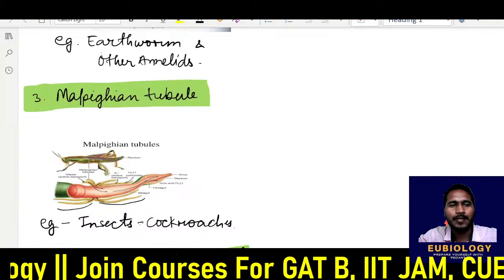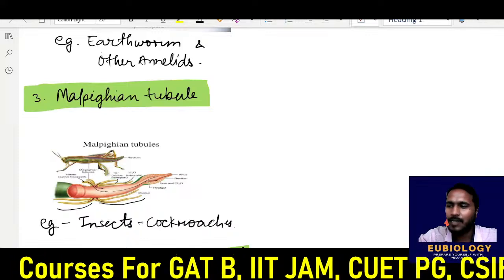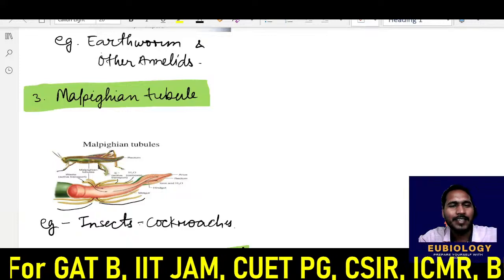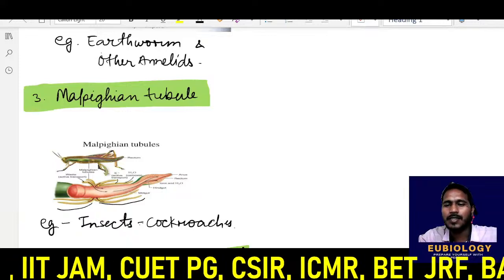आज की क्लास में हम लोग देखने वाले हैं एक्सक्रीटरी प्रोडक्ट एंड देयर एलिमिनेशन। So this class will be in English only. Don't worry about the language.